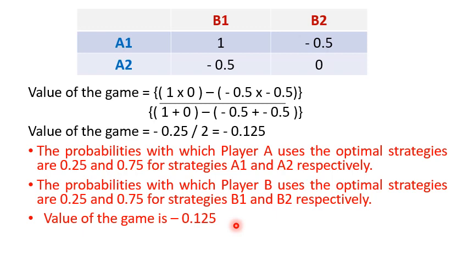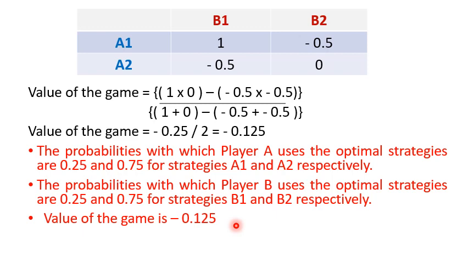So in the next session, we will discuss the dominance rule. That is, what happens if a problem is not 2 into 2? A higher order payoff matrix, say three strategies of A, three strategies of B. If such a problem exists, can we apply this analytical formula for the value of the game? No, this is applicable only to 2 into 2 problems, correct?